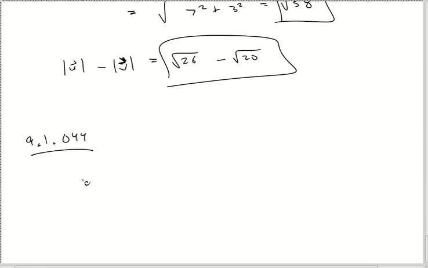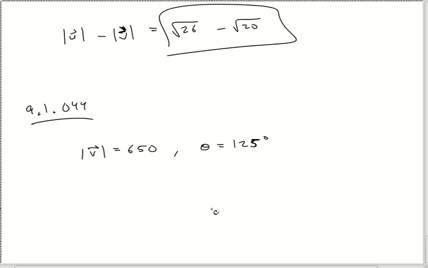I got the magnitude of v is equal to 650. I got theta is equal to 125 degrees. And they want to know what the vector is. What is v equal to?